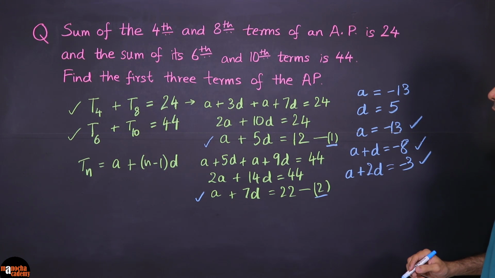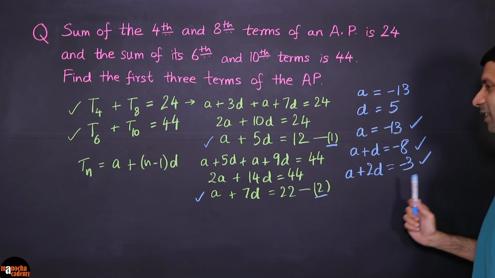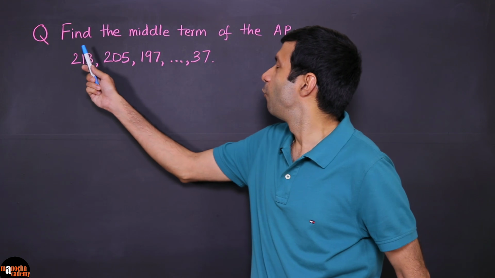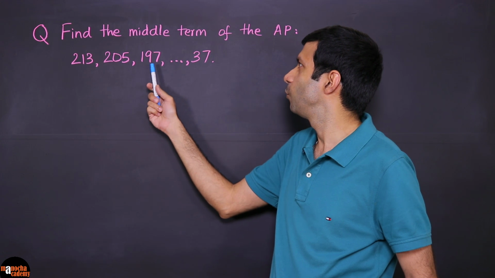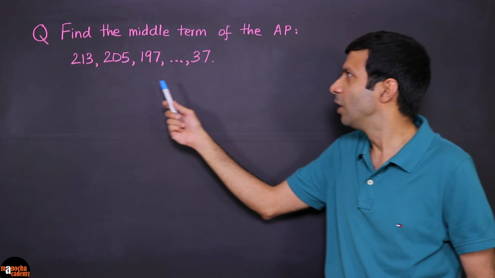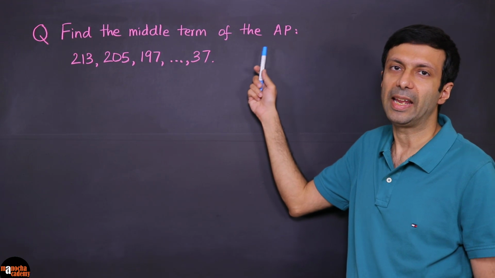So here we have solved the first three terms of the AP: minus 13, minus 8 and minus 3. Let's try this question. Find the middle term of the AP 213, 205, 197 and all the way up to 37. Okay. So this sequence that we've been given, the question says that it's an AP.